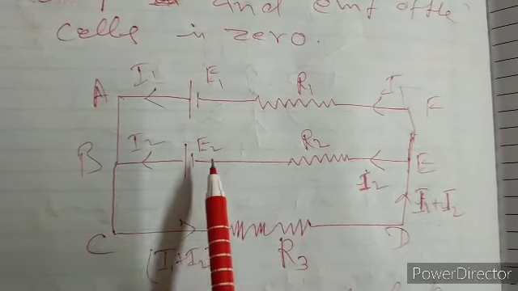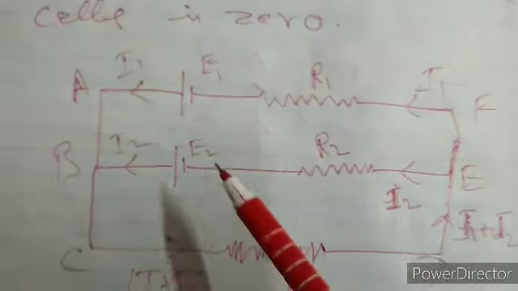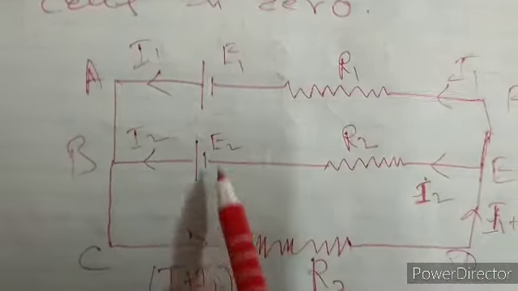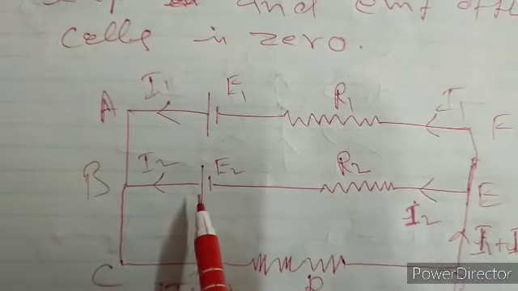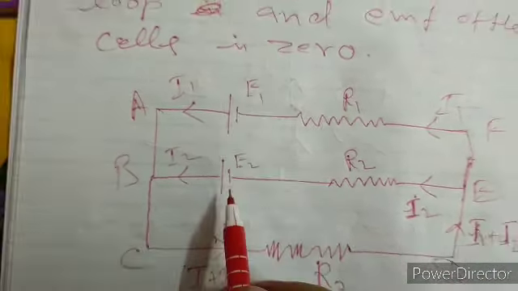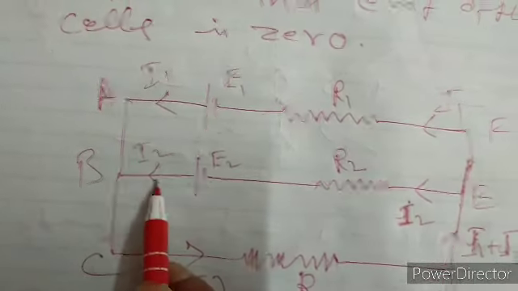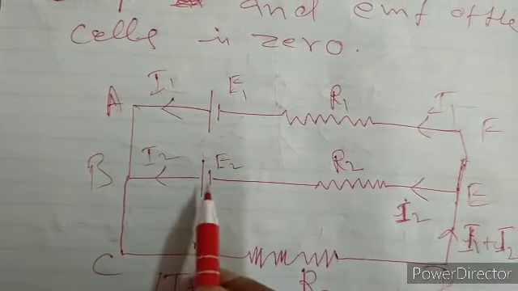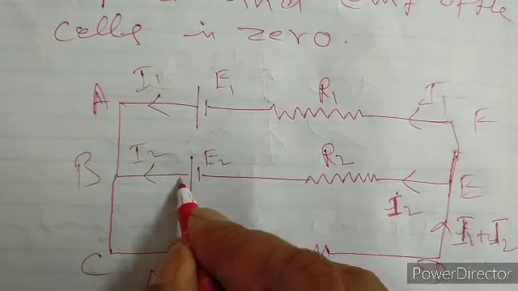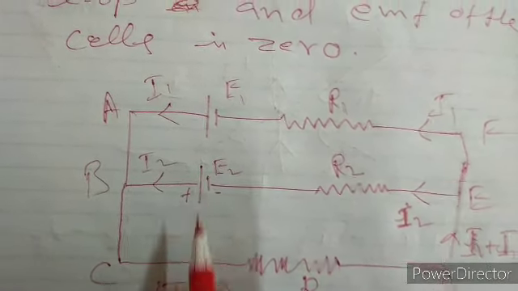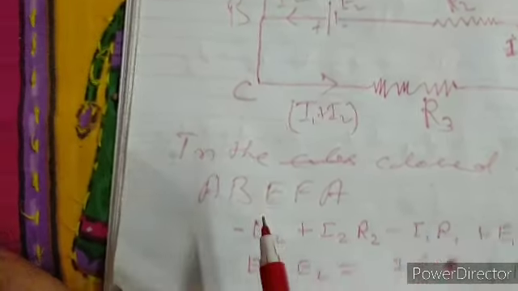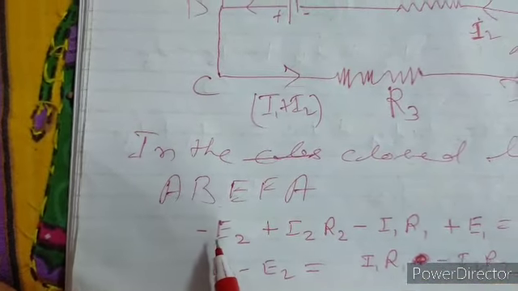Here we have a cell E2. Cell E2 means its EMF is E2, its voltage is E2. Then what do we have to write? We have to take the second terminal. Don't consider the first terminal. Big line is positive, shorter line is negative. Second terminal is negative. Then we will write minus E2. Minus E2. Is it clear?